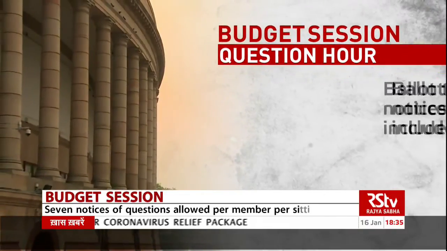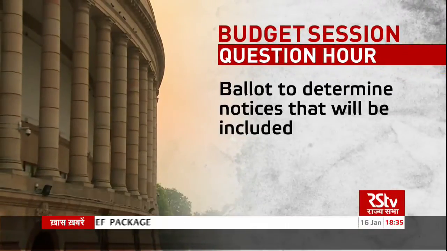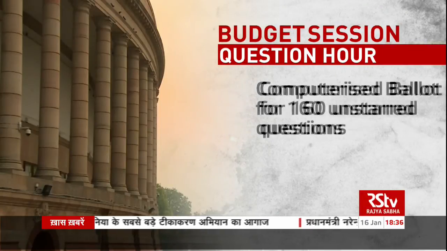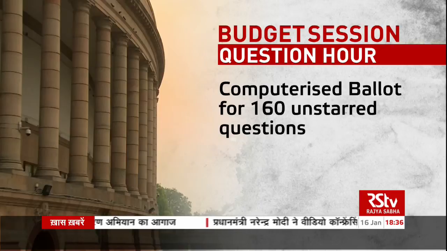The draw of lots or ballot to determine the members whose notices of questions will be taken up for oral answers will be held manually. A separate computerized ballot will be held for unstarred questions. It will indicate the priority for written answers for a list of 160 questions.